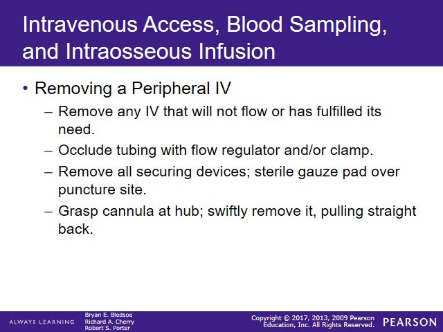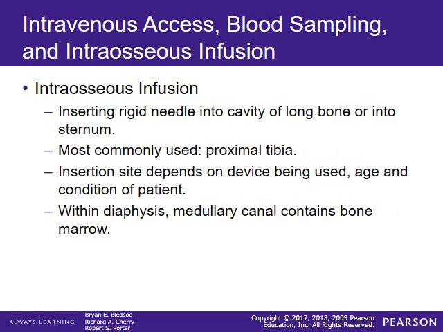Removing an IV is very similar to the reverse process of initiating an IV. However, you must make sure that the flow is off on your IV catheter and occlude the flow with the regulator or the clamp. Remove any securing devices. Sometimes it takes an alcohol wipe if you have very sticky dressings or bandages over it. An alcohol wipe can help remove it from the skin without causing any discomfort to your patient. Grasp the cannula at the hub and remove it, pulling it straight back at the angle that it is going into the vein.